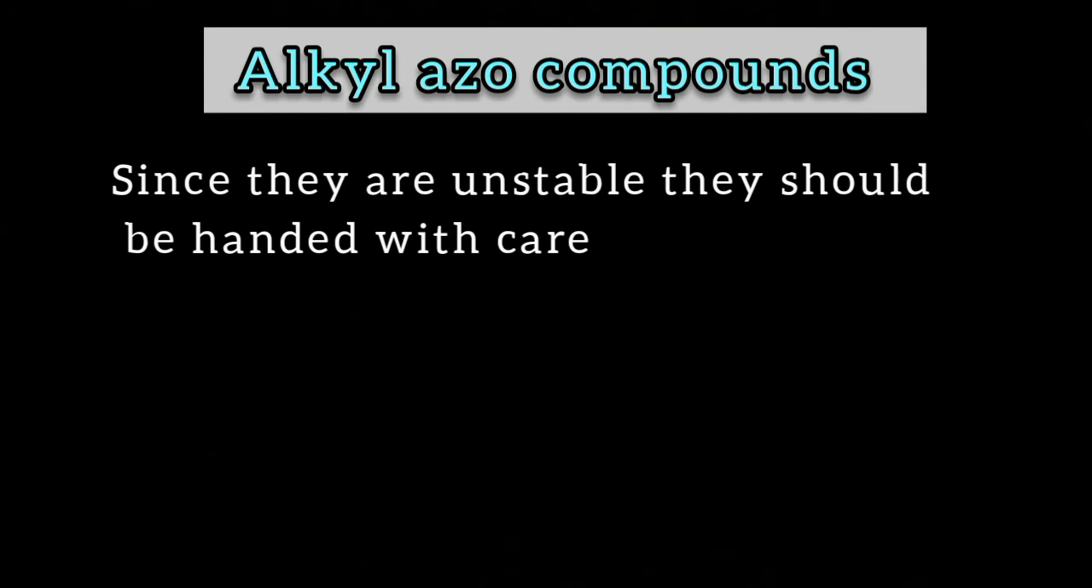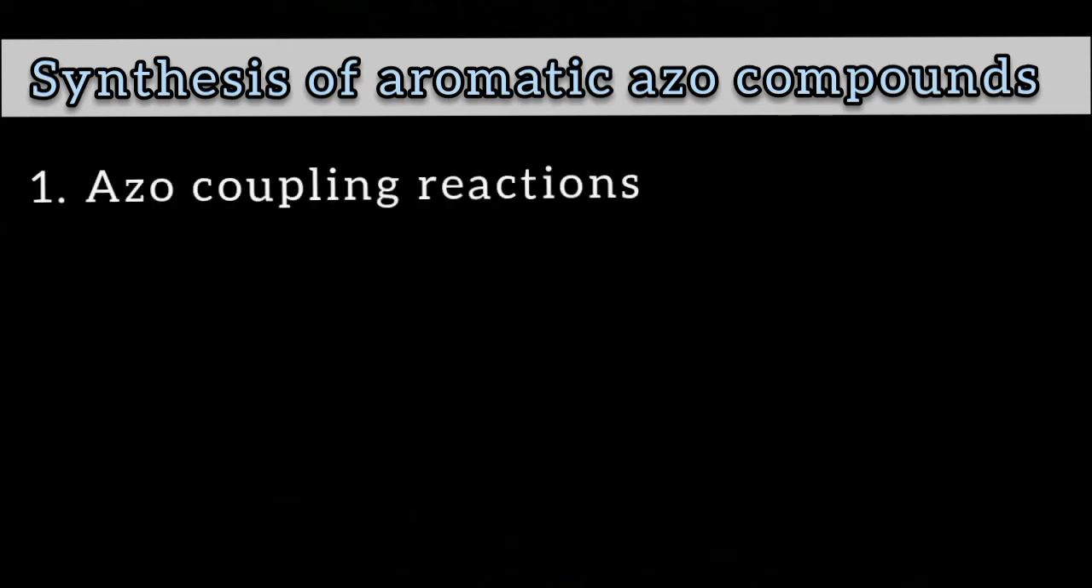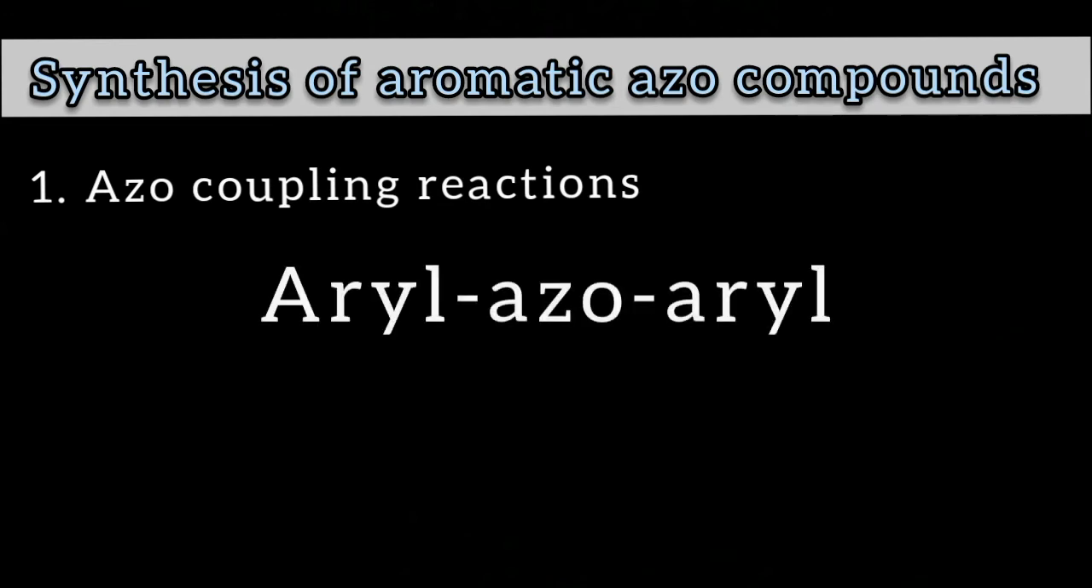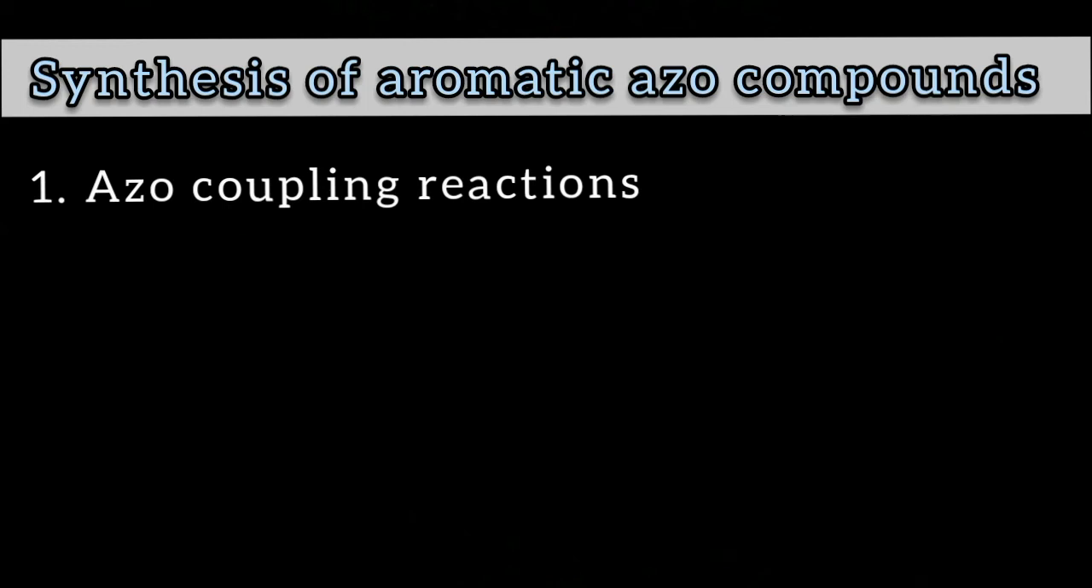Now we're going to move on and discuss the synthesis of aromatic azo compounds. We're going to discuss the main ways in which these types of compounds are synthesized. One of them is using azo coupling reactions. A coupling reaction is when two aryl groups are joined together by an azo group. Basically, the azo group is the glue that holds the two aryl groups together.